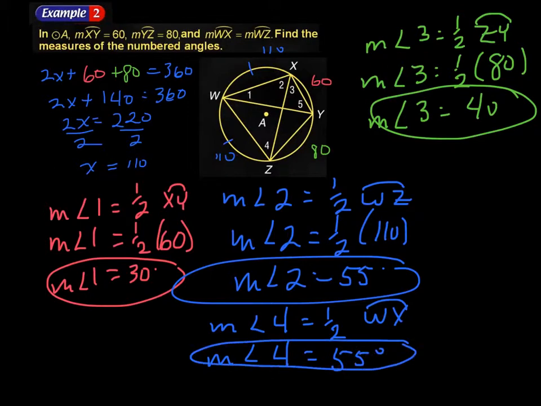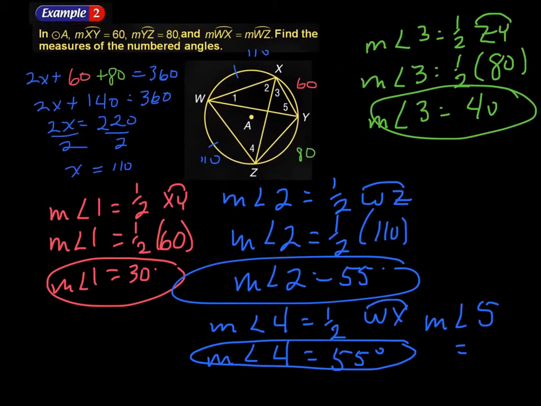Just like angle 2. And what do you know? The measure of angle 5 is also inscribed in WX. So just like angle 4, it's also going to be 55. The fact that angle 4 and angle 5 come out the same actually leads to our next theorem.